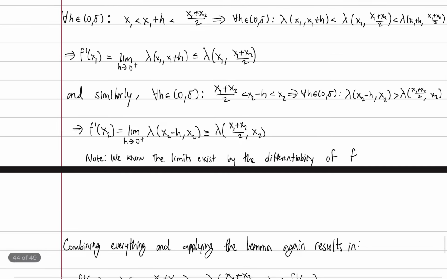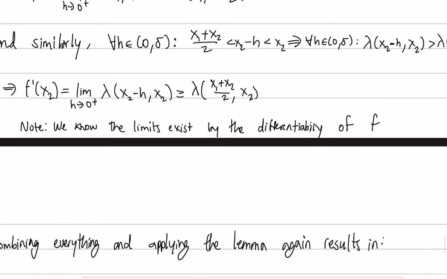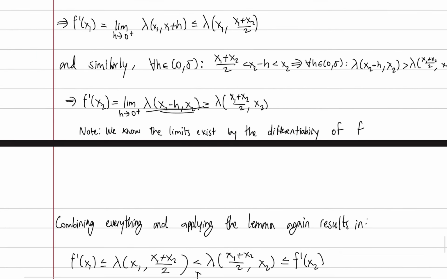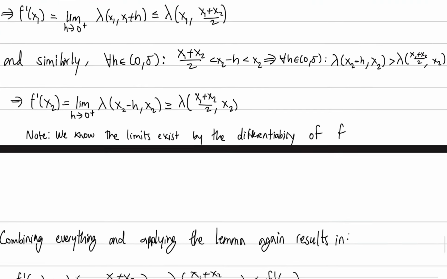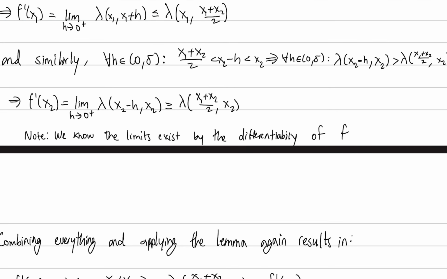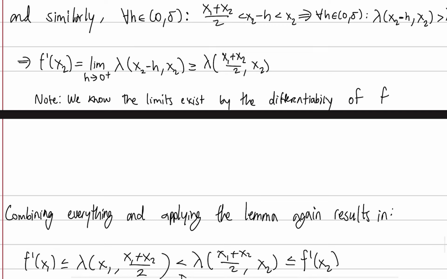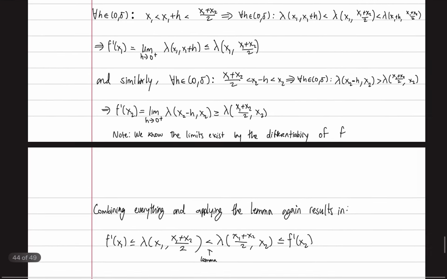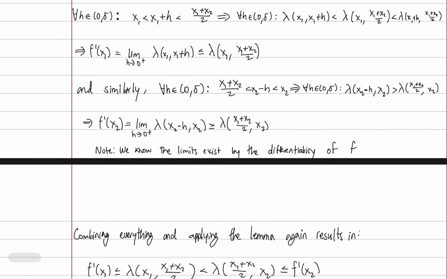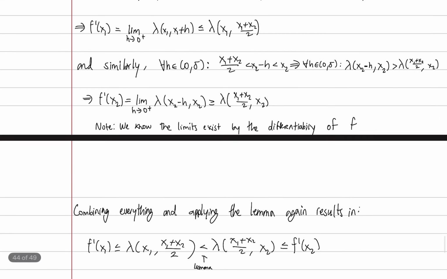All right. So f prime of x2 is the limit, the same exact limit of the difference quotient, which is greater than or equal to this, okay? And we're going to use this. This is pretty crucial. This is greater than or equal to that. This is less than or equal to that. And just a little note, we know the limits exist by the differentiability of f. So if f is not differentiable, we cannot do this step.